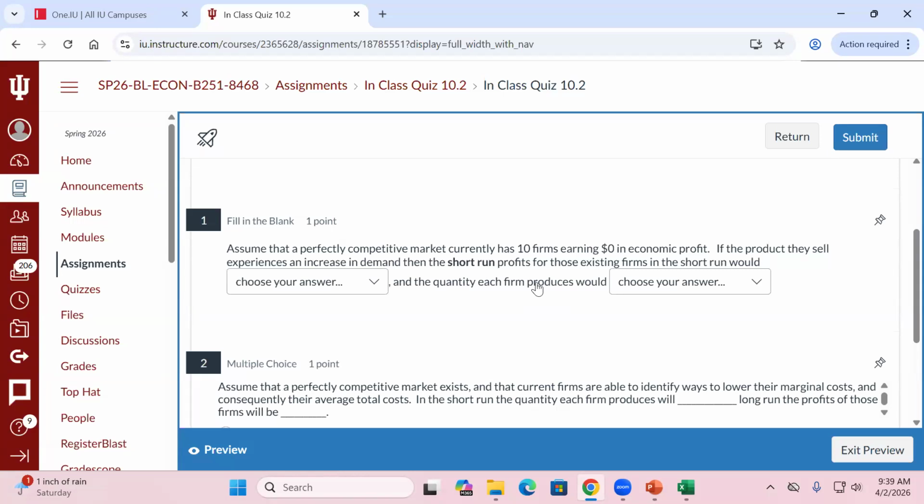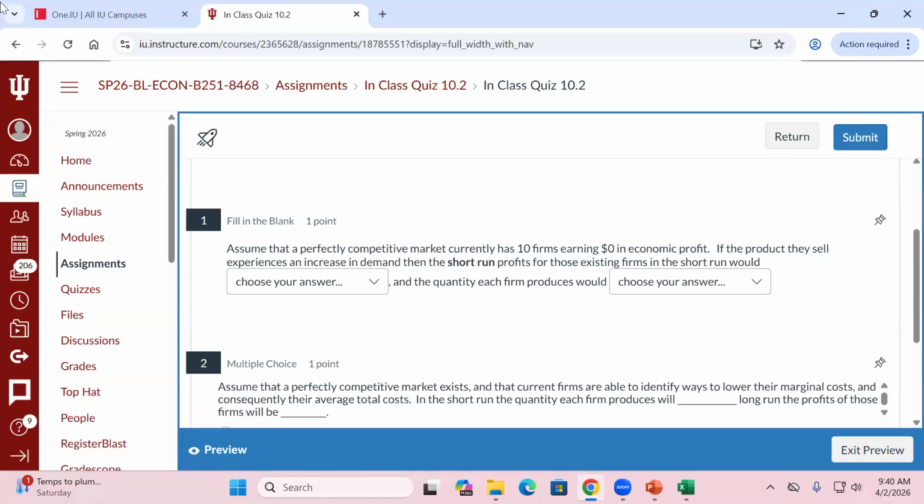As long as I'm selling something, the only way this equation is zero is if price is equal to my average total cost at that optimal quantity. So if I have something that increases demand, that's going to shift my demand curve to the right. What does that do to my equilibrium price? Increases it. Now, before we even go through this, intuitively, if the price is higher, what's likely going to happen to my profits? They're going to go up.